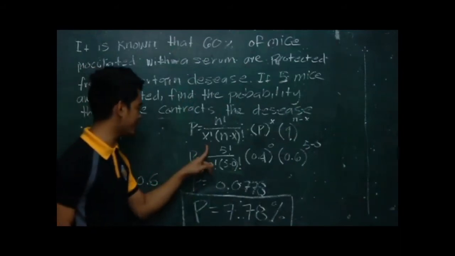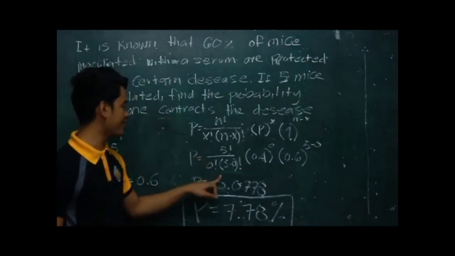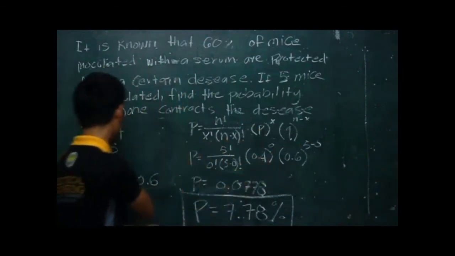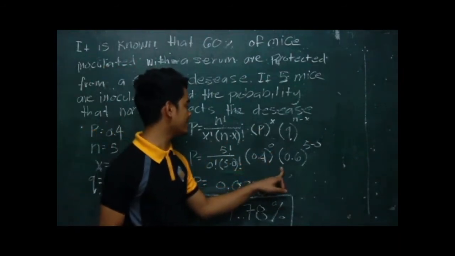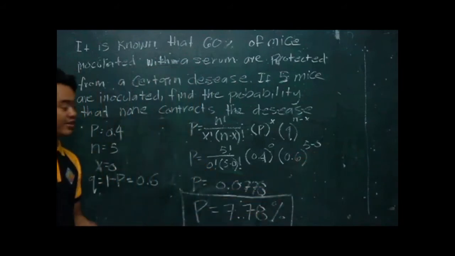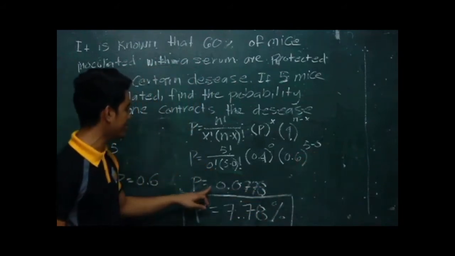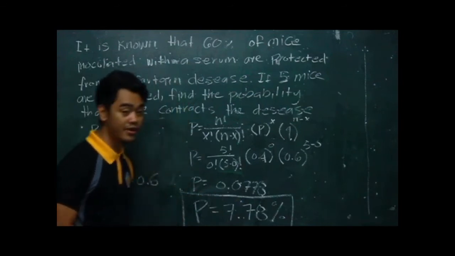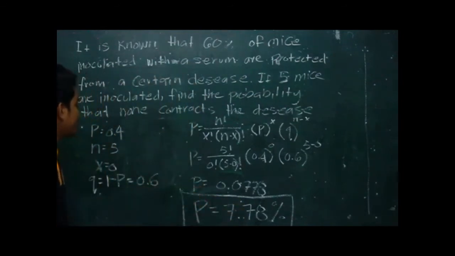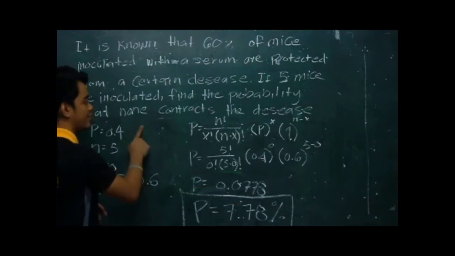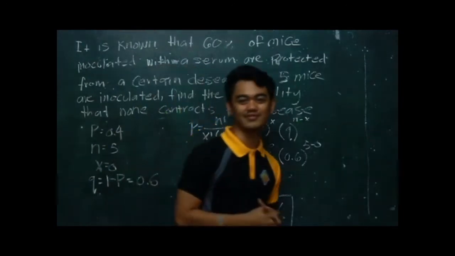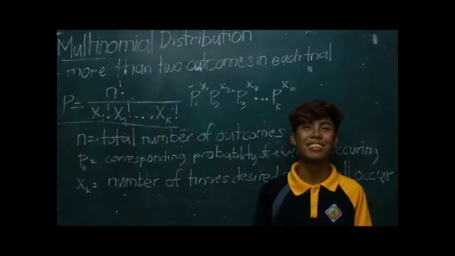So we have here 5 factorial over 0 factorial times 5 minus 0 factorial, times 0.4 to the power of 0, which is x equal to 0, then times 0.6 to the power of 5 minus 0. Then on the calculator, we have here p is equal to 0.077, or p is equal to 7.7%. 7.7% is the probability that none of the mice contracts the disease. Thank you.